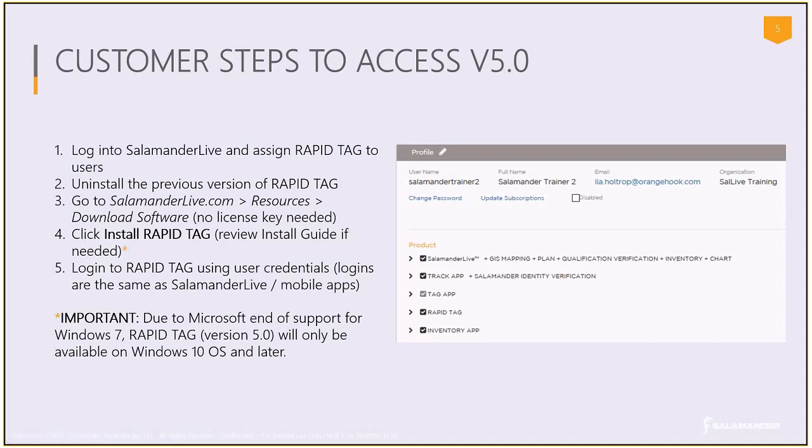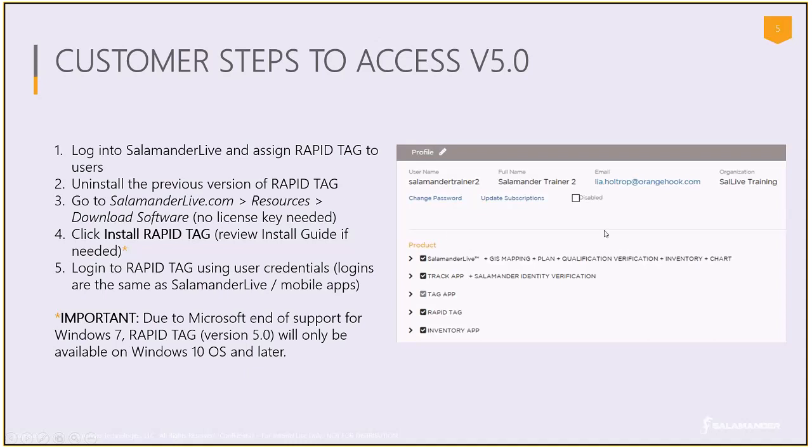So due to Microsoft end of support with Windows 7, you do have to have Windows 10 or later in order to install and utilize Rapid version 5. So that's going to have those important steps in there as well. Once you have Rapid installed, you're just basically going to log in using your credentials.